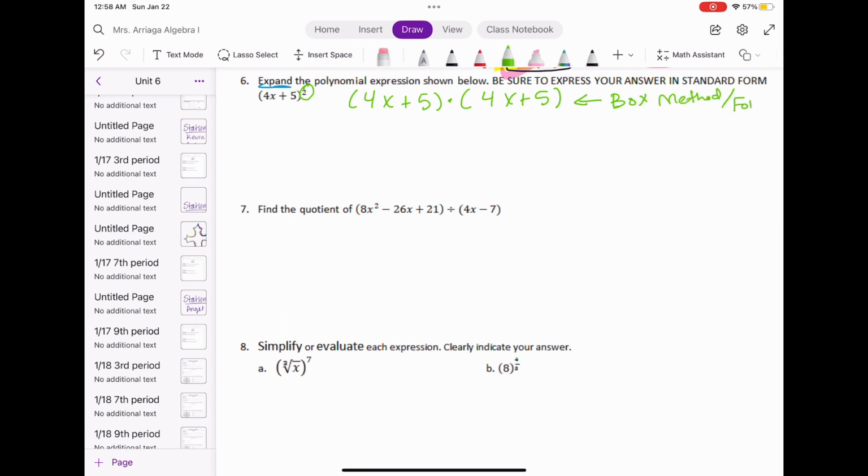All right, I'm going to do it using the box method. So I'm going to put the first binomial on top and the other binomial on the side. They're the same thing, and it doesn't really matter. Now let's multiply. What's 4x times 4x? That's 16x squared.